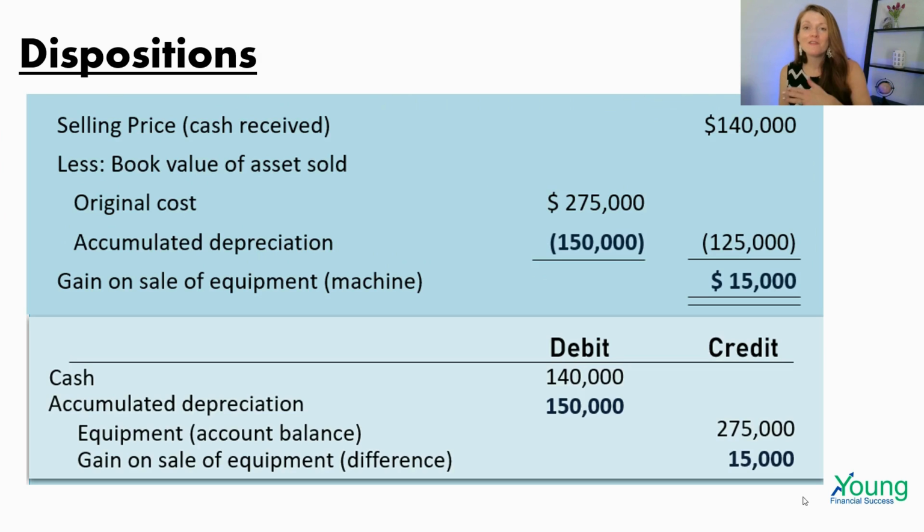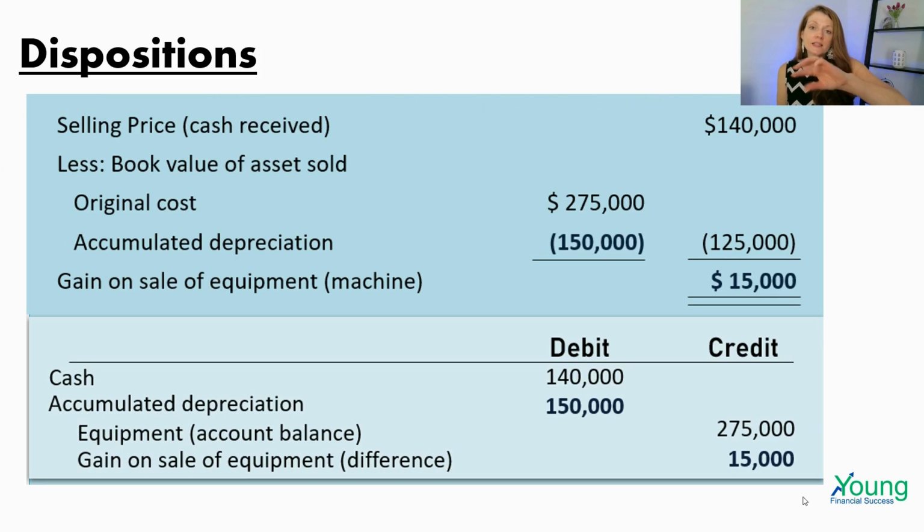We've got to get it off the books. So we're going to do the opposite and debit it for the total of 150,000 that we saw on the last slide. We've got to get the equipment off the books. It was originally 275,000. Let's credit that asset. It is no longer ours. And the difference here is that gain of 15,000 that we'll be crediting.